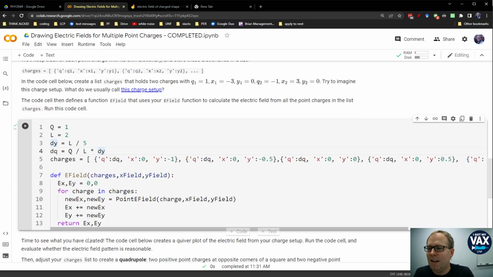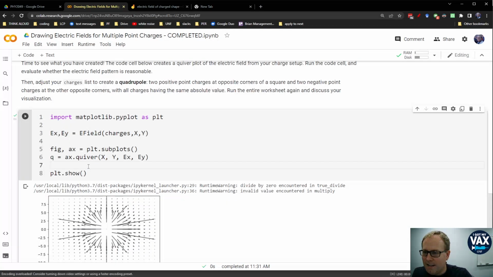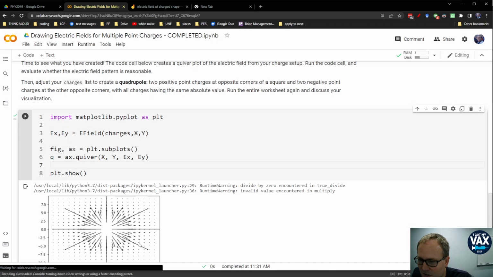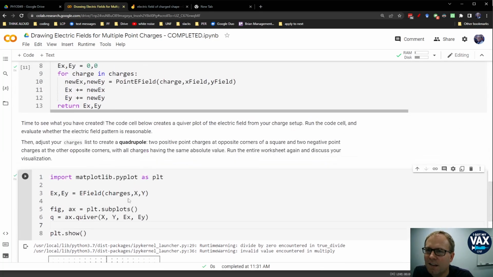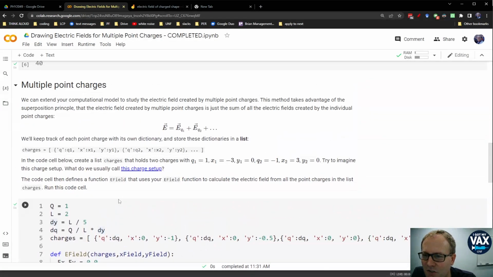All right, so we'll run that again to reset the charges. All right, let's see if our pattern changes a whole lot here. It changes a little bit. We're getting a little bit of change in the direction of these middle pieces here. I think what we'll probably want to do is zoom in on this. I want to be able to get closer into the charged rod there.